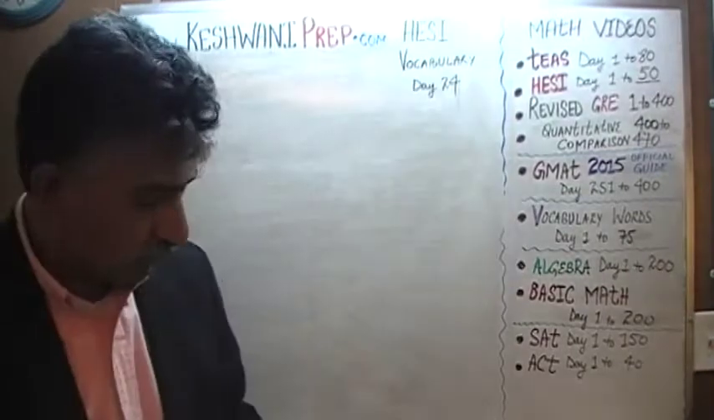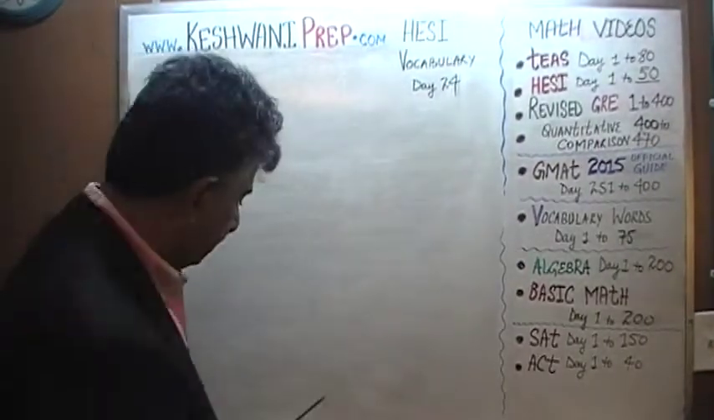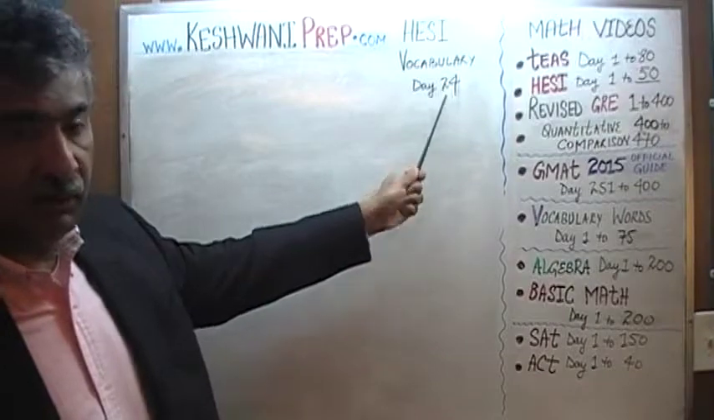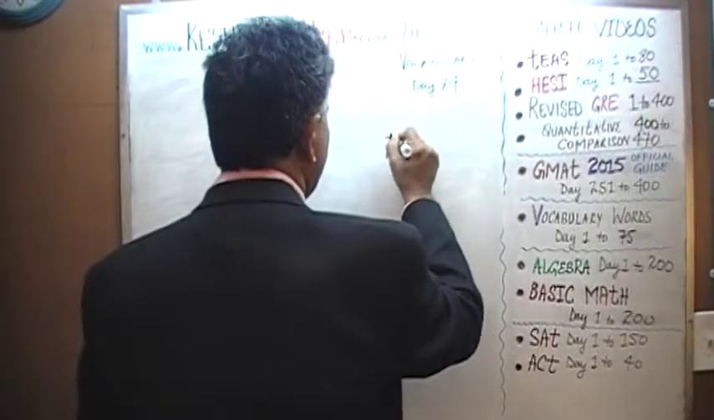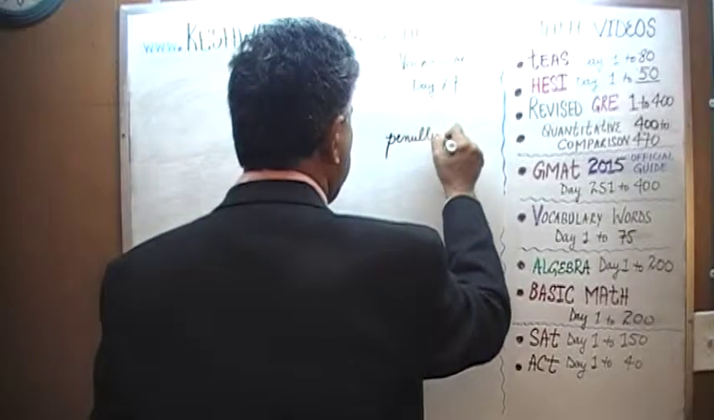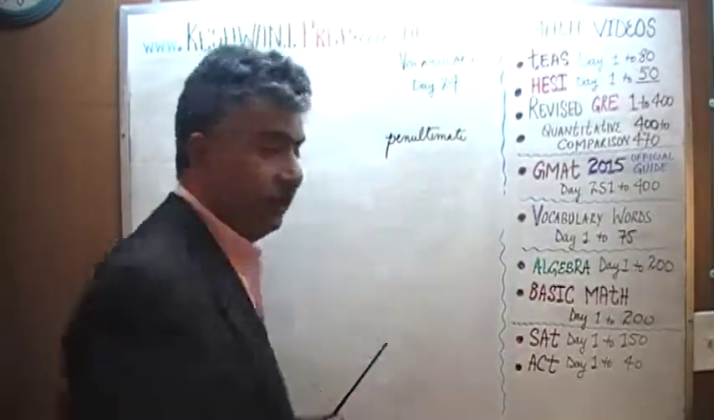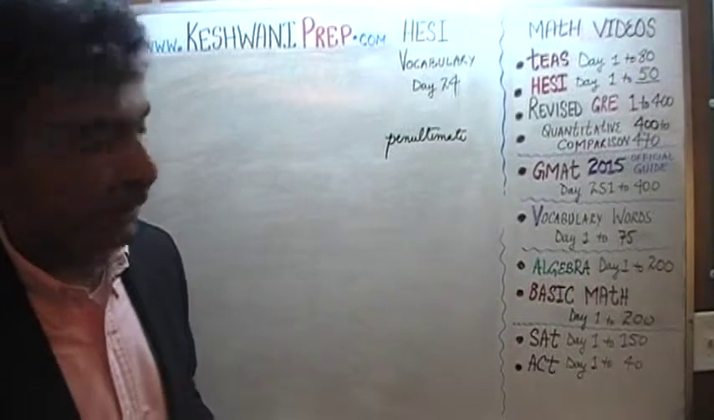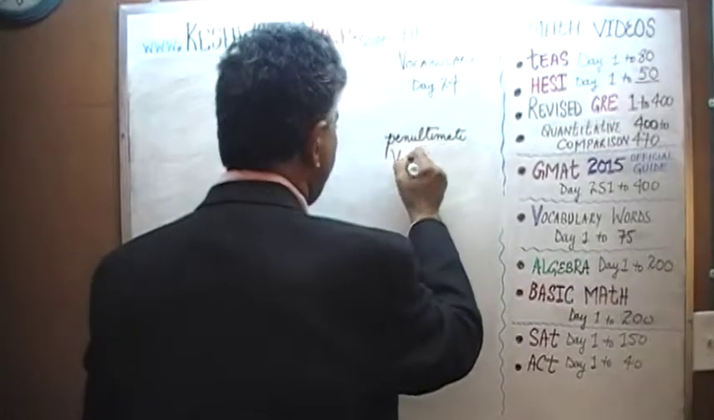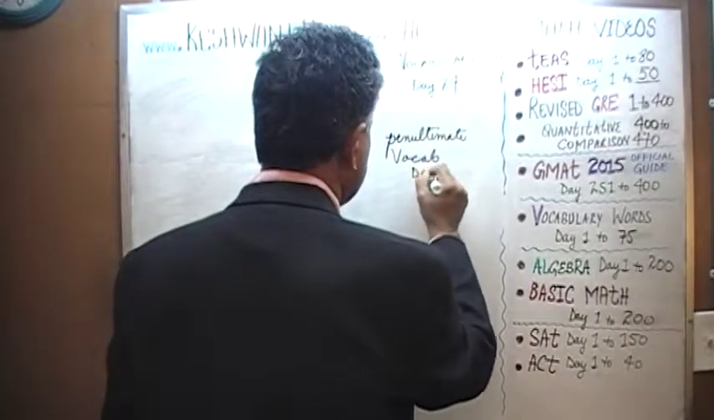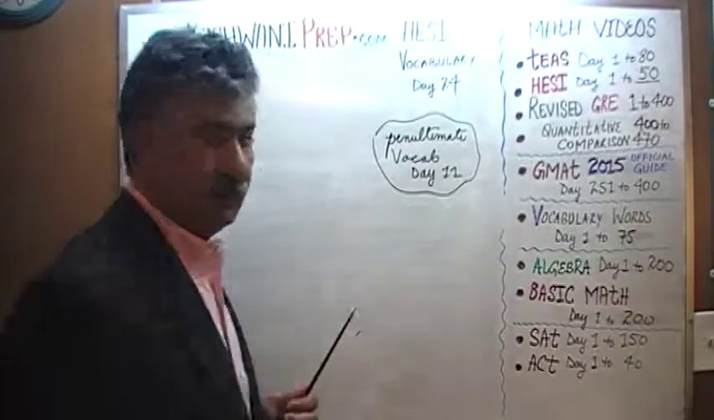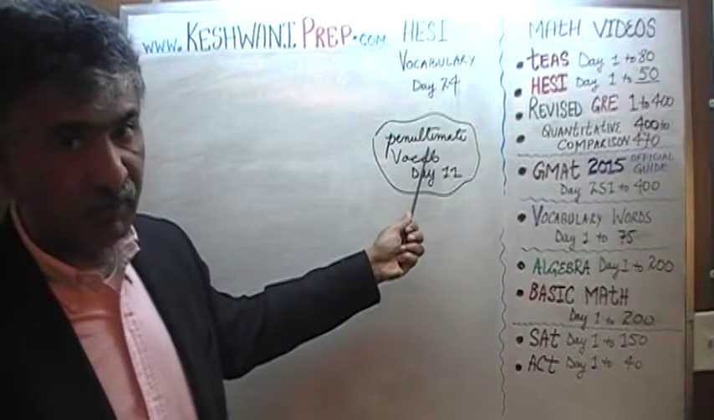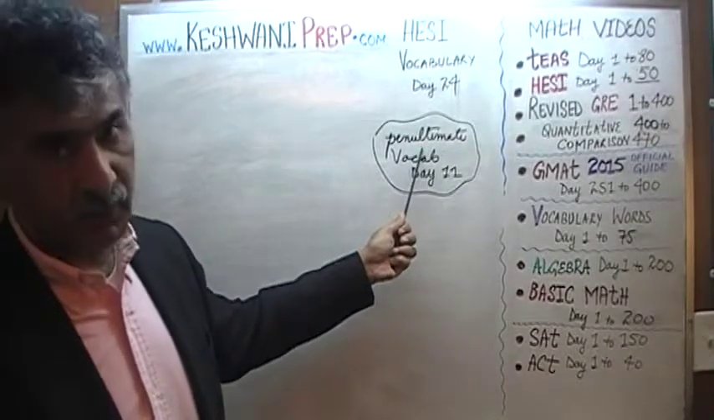Let's get going. Today is our day number 24, our penultimate day of vocabulary. Tomorrow is going to be our last day. We learned the word penultimate, which is a very fancy way of saying second to the last.